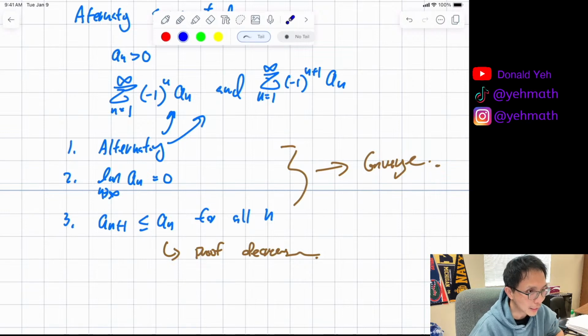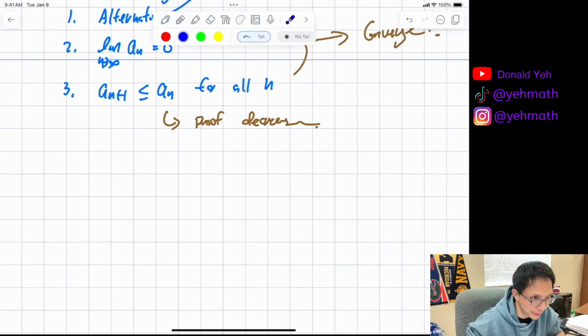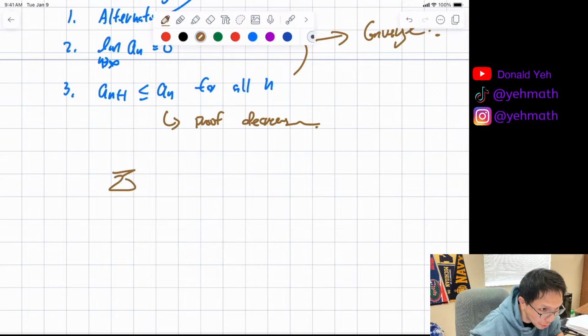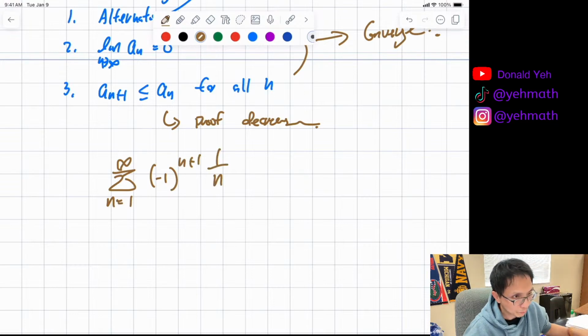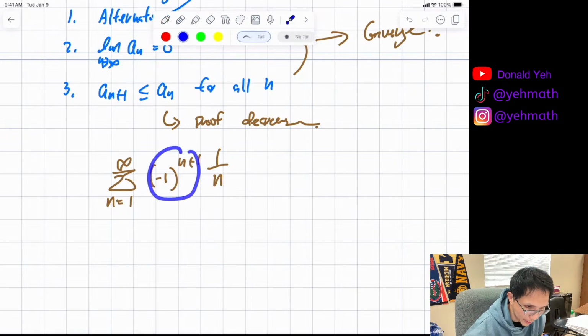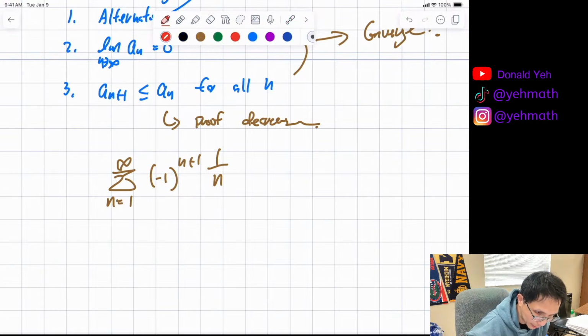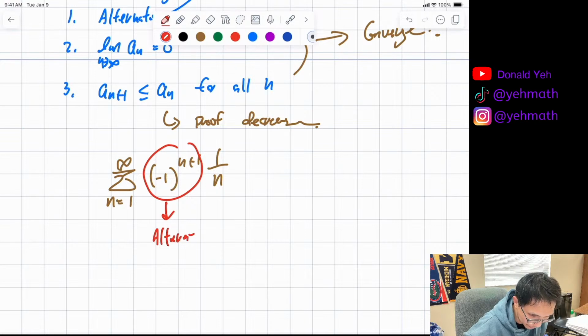Okay, so now let's prove the alternating series test. Let's say the summation of n equals 1 to infinity of (-1) to the n plus 1 over n. Well, this part tells me what? The first term is going to be positive. That means, yeah, it's alternating. You're right.